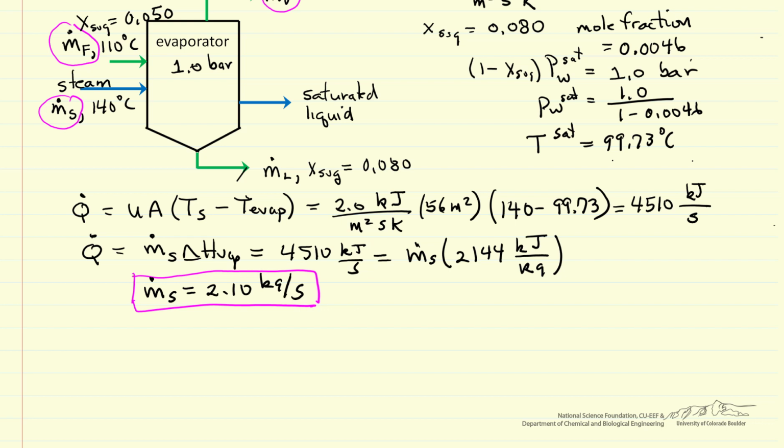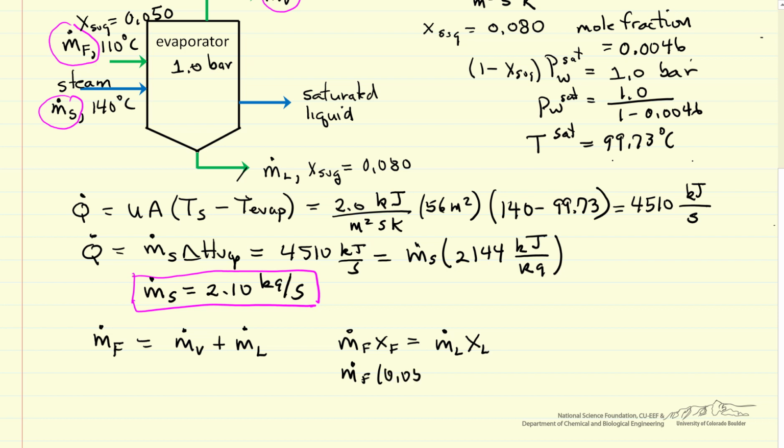Next, we need to do mass balances in order to determine the mass flow rate of the feed. The liquid that comes in either leaves as vapor or it leaves as the liquid at the bottom, so that's the overall mass balance. Then the mass balance on the sugar is the mass flow rate times the mass fraction of sugar in the feed, where X is mass fraction of sugar, and since all the sugar leaves in the liquid phase, that's the mass fraction of sugar in the liquid phase. So this is 0.05 and this is 0.08.